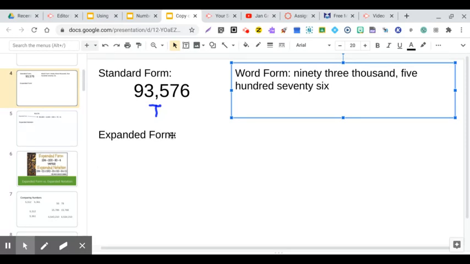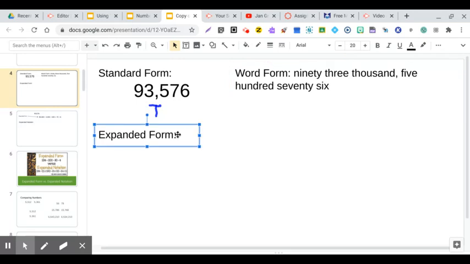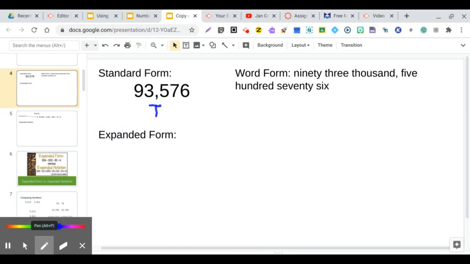Now let's talk about this one down here, expanded form. This is my favorite. I love expanded form. I love it. It's just a cool way to write a number. There's a couple of ways to do it though. Depending on who your teacher was is going to depend on what you learned how to do. So I'm going to do it one way, and then I'm going to show you what you'll see when you take a test or a quiz.